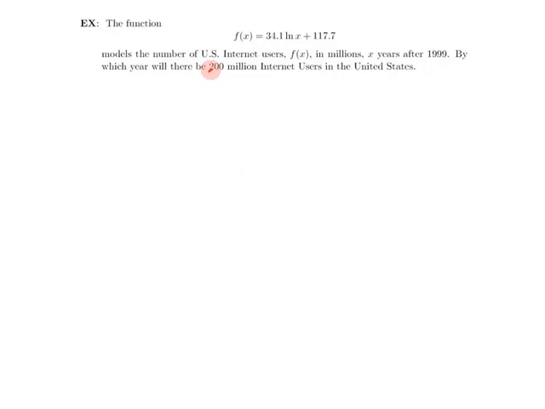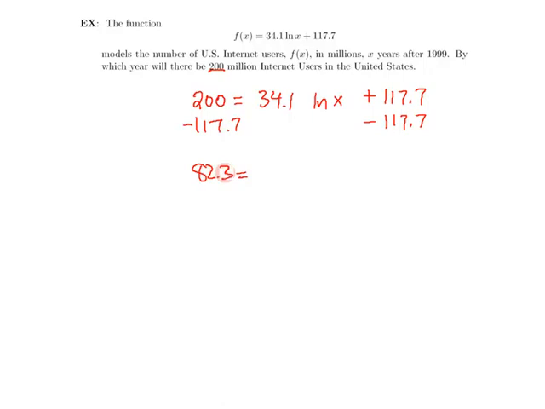All right, we're going to plug in 200 for the number of millions of Internet users in the U.S. So we plug it in for f of x. 200 needs to equal 34.1 times the natural log of x plus 117.7. So we're trying to solve for x. To do that, let's begin by getting the natural log expression by itself. First, I need to subtract off 117.7 from both sides, leaving me with 82.3. That equals 34.1 natural log of x.